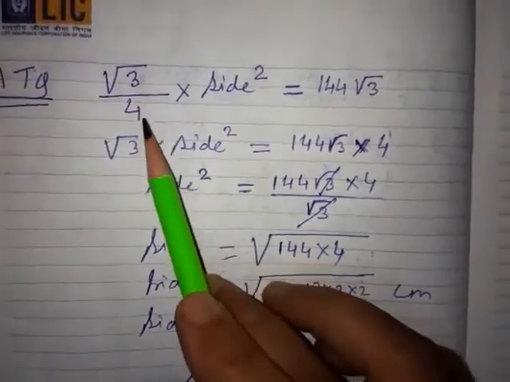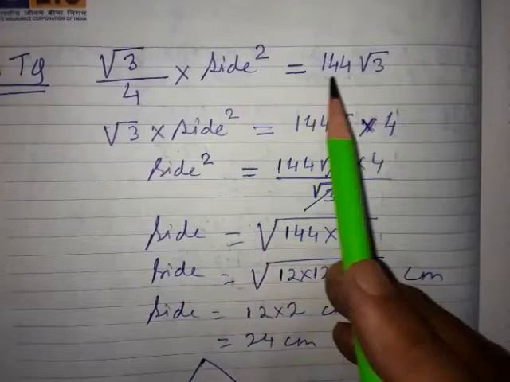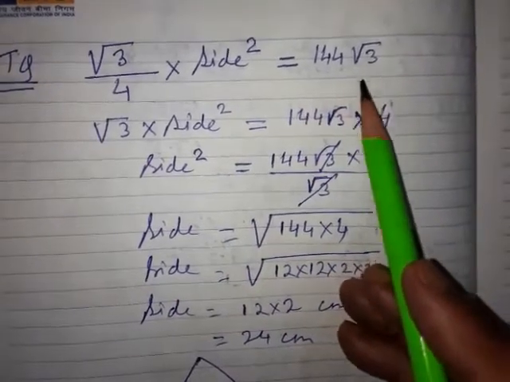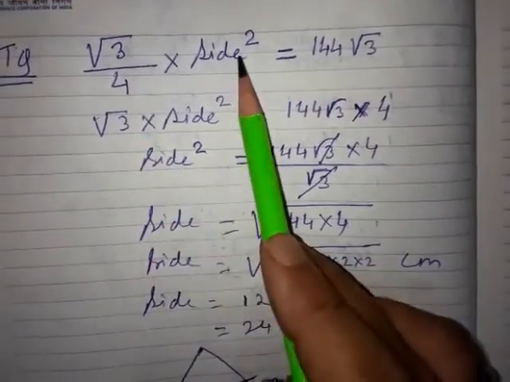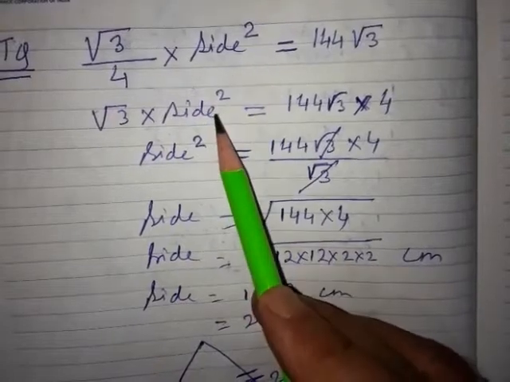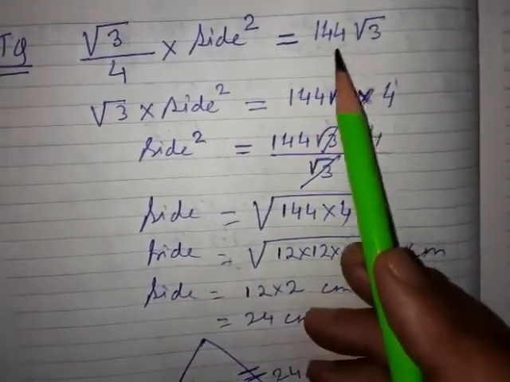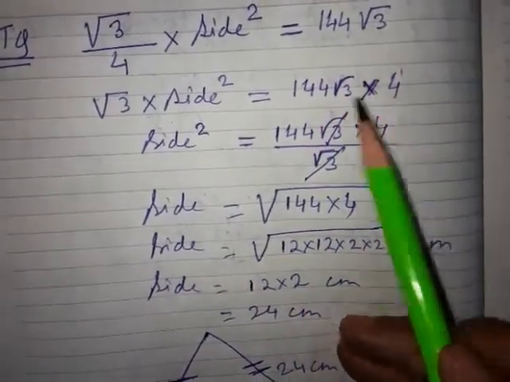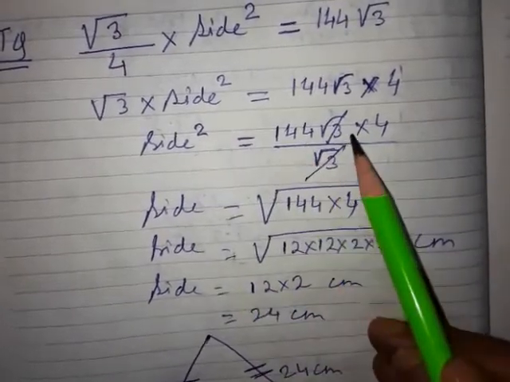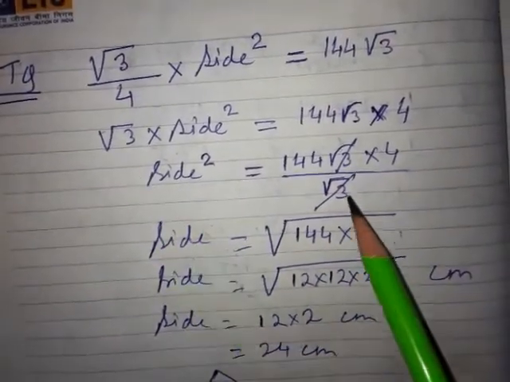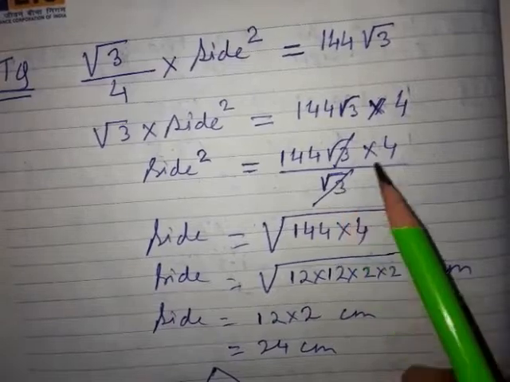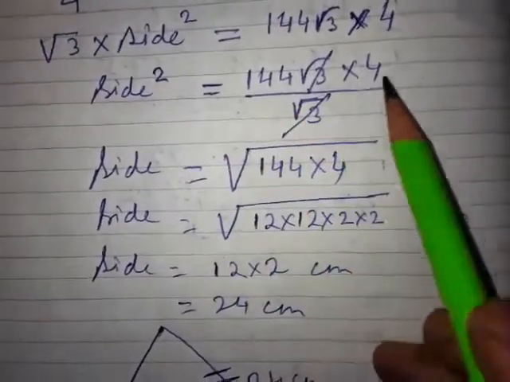Root over of 3 by 4 into side square equal, what is given there? I put it here. Now upper one has to be multiplied with upper one. Root over of 3 into side square equal to cross multiplication, 144 root 3 into 4 will come. Now side square equal to 144 root 3 into 4. By this root 3 will come down, root 3 cancel. So side square equal to 144 into 4 comes.